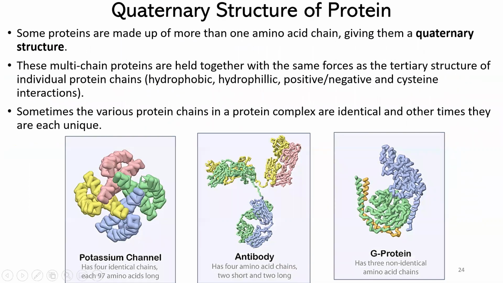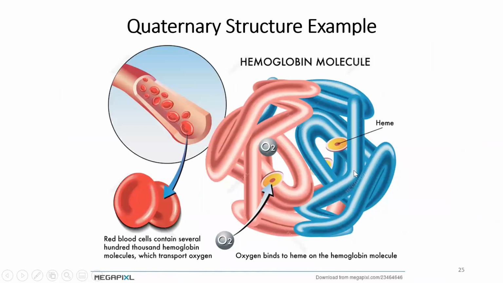And if you see here, there is this potassium channel. This is 4 identical chains. That's an antibody. You have heard about antibodies a lot because whenever there is an antigen, the body will respond by generating an antibody. And then there is another, a G protein, which has 3 non-identical amino acid chains, just showing you the variations. I hope you can appreciate them.